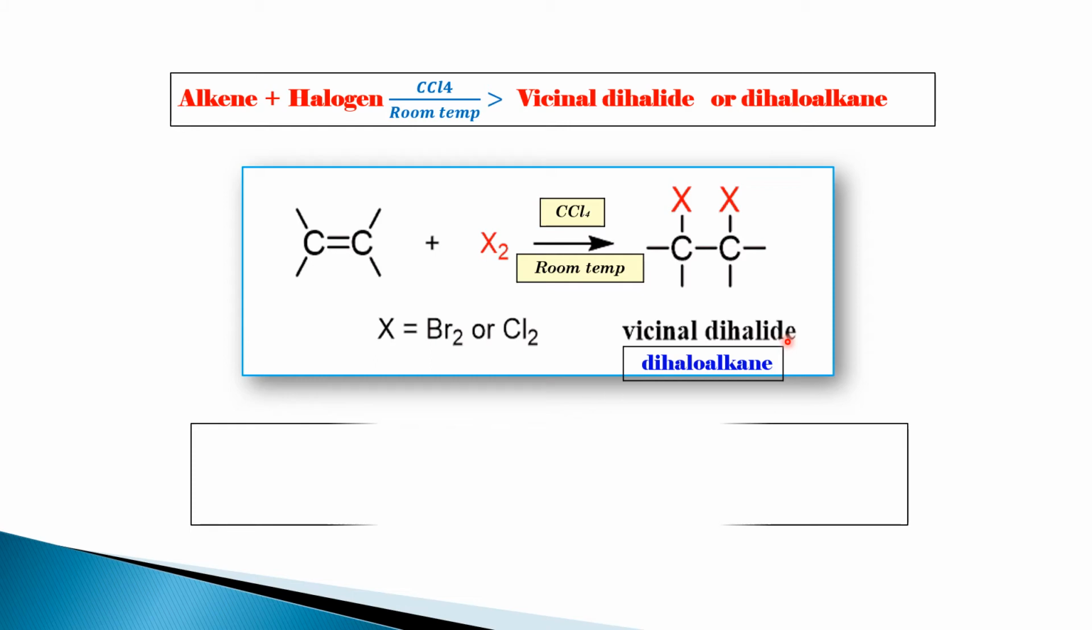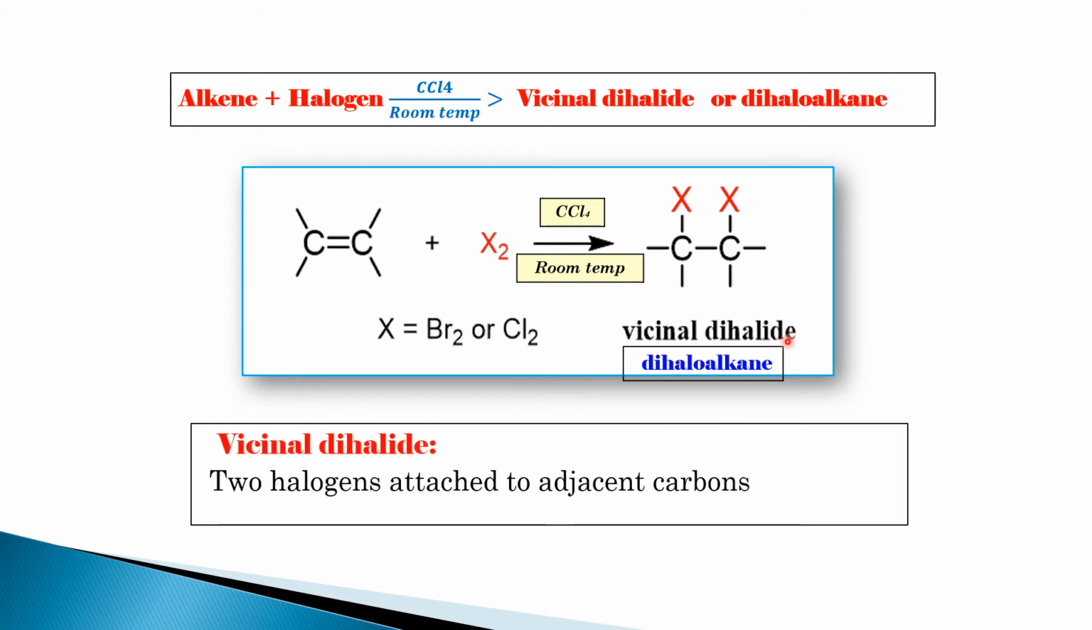Then what is meant by vicinal dihalide? Two halogen atoms attached to the adjacent carbon, then it is called a vicinal dihalide. Here two halogen atoms attached to the adjacent carbon, म्हणजे शेजारी असणाऱ्या कार्बनला हे दोन halogen atom attached आहेत, so it is called a vicinal dihalide.